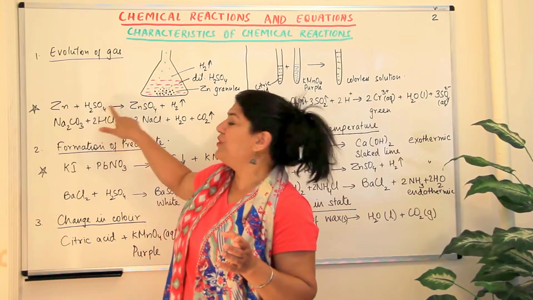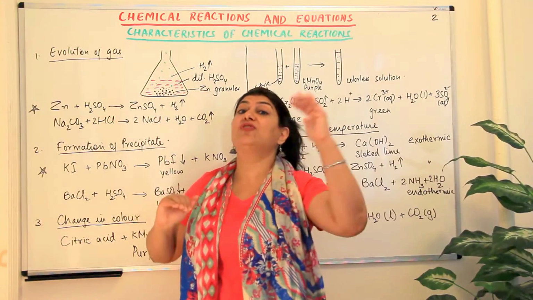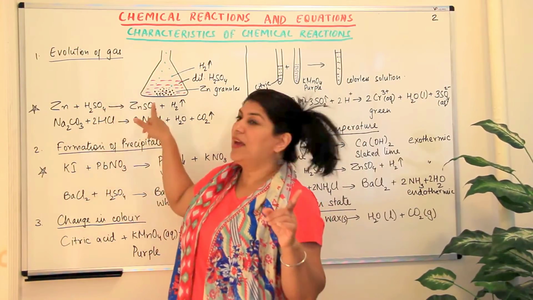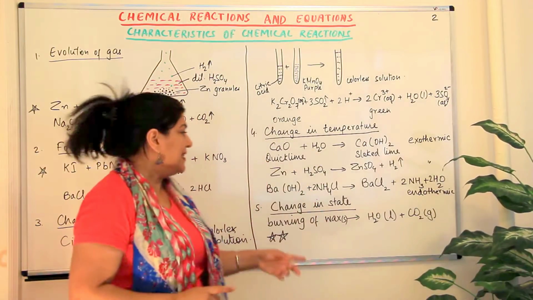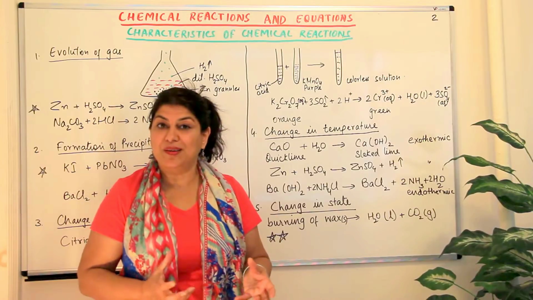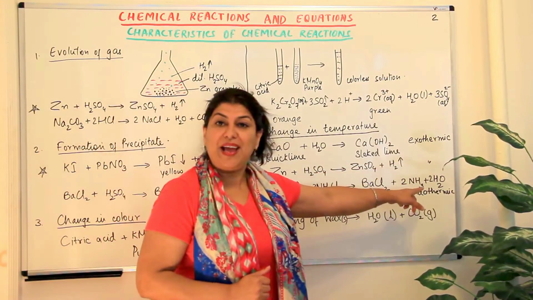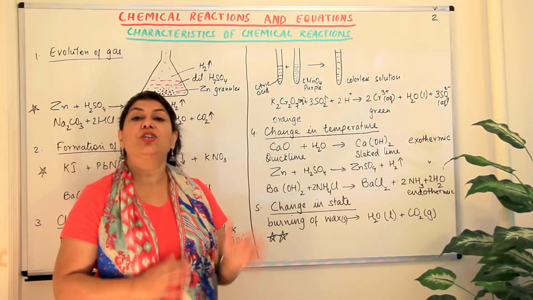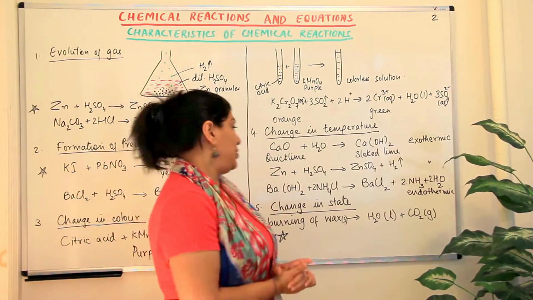Zinc combines with sulfuric acid to form zinc sulfate and hydrogen gas. So it is a chemical change. The indicator is evolution of a gas. And the second is that this reaction also leads to the warming up of the beaker, which means it is an exothermic reaction. So change in temperature is also an indication that this is a chemical change.